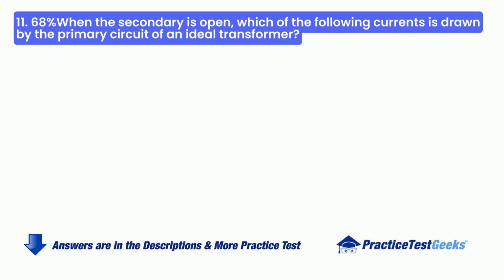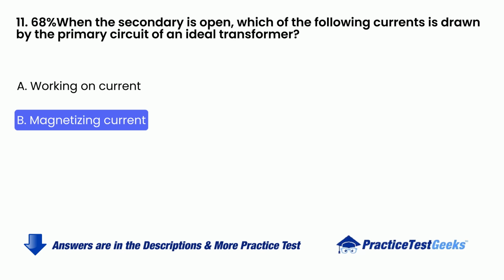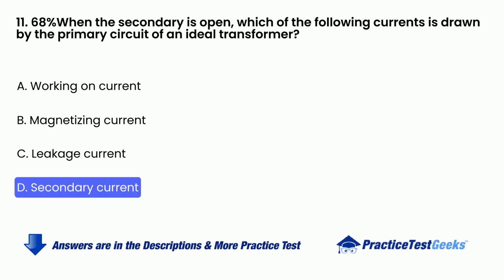When the secondary is open, which of the following currents is drawn by the primary circuit of an ideal transformer? A. Working current. B. Magnetizing current. C. Leakage current. D. Secondary current.